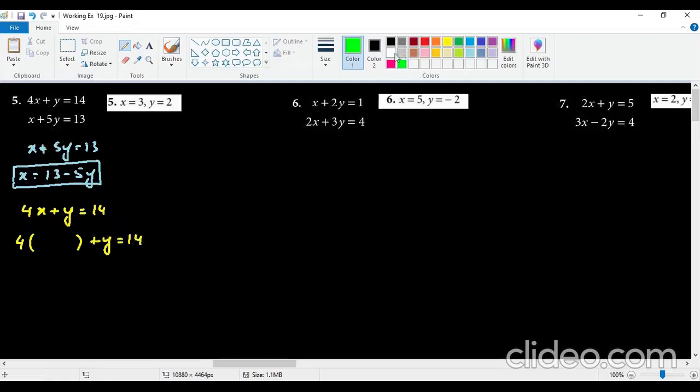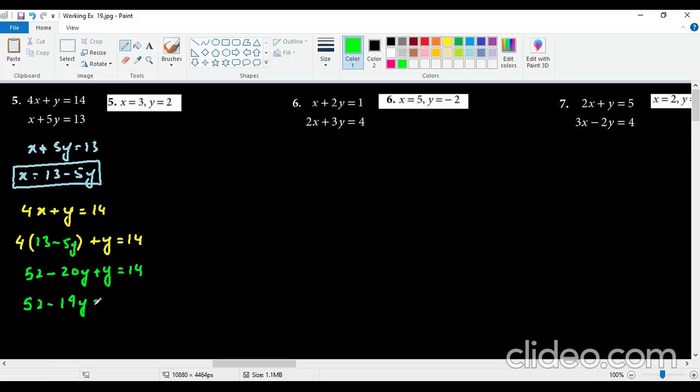13 minus 5y. In here 13 times 4 is going to be 52. 4 times 5 is 20. Negative 20y plus 1y equals 14. That means 52 minus 19y equals 14.